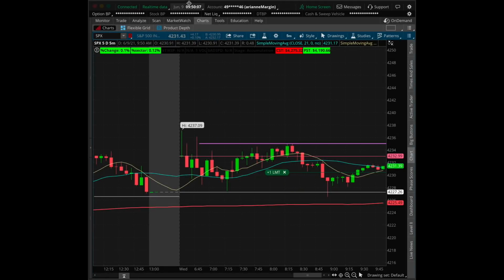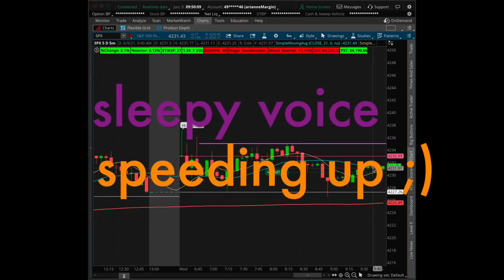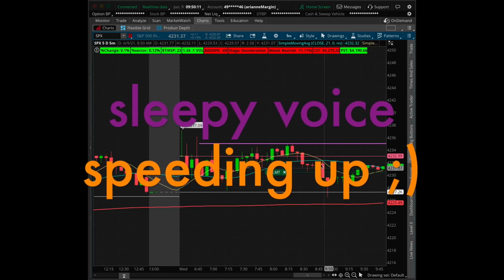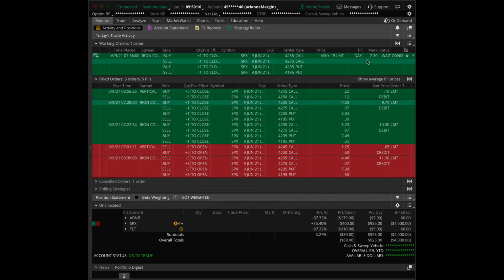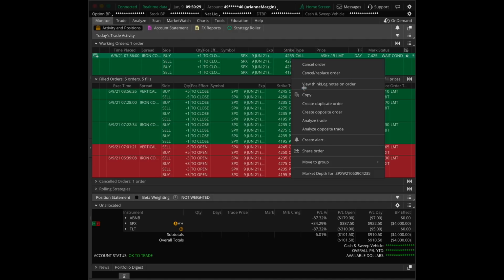Everyone, so we are about 3.5 hours into the market. This is what SPX looks like. We've been pretty range bound all day. This is what my running Ironfly contract looks like. And I think I'm just going to adjust. I mean, there's absolutely nothing wrong with taking profits right now, but I'm going to adjust my order here.